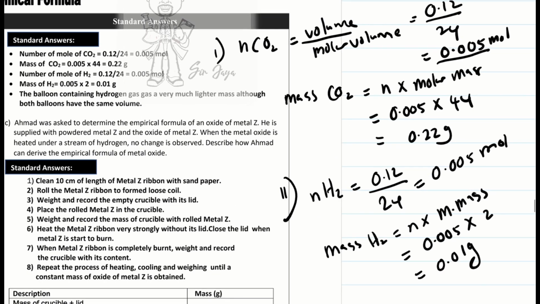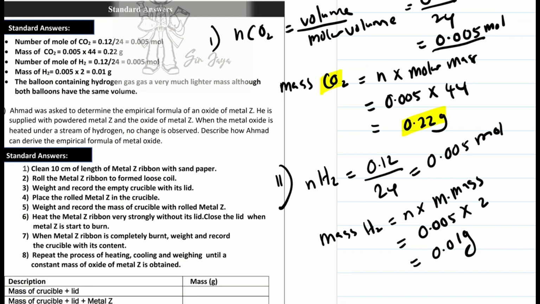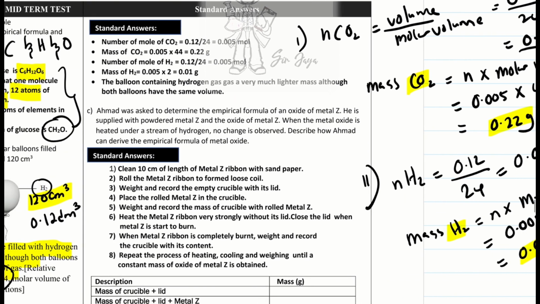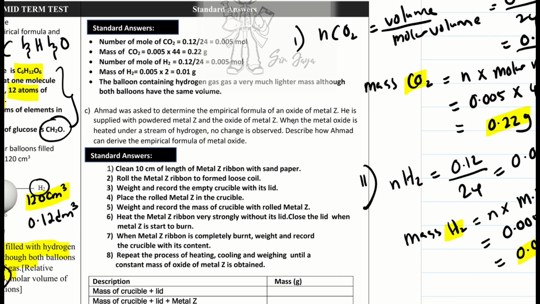Alright, so the mass of carbon dioxide is 0.22 gram and the mass of hydrogen is 0.01 gram. Therefore the mass of hydrogen gas is lower compared to carbon dioxide. So the balloon containing hydrogen gas has a much lighter mass, although the balloons have the same volume.